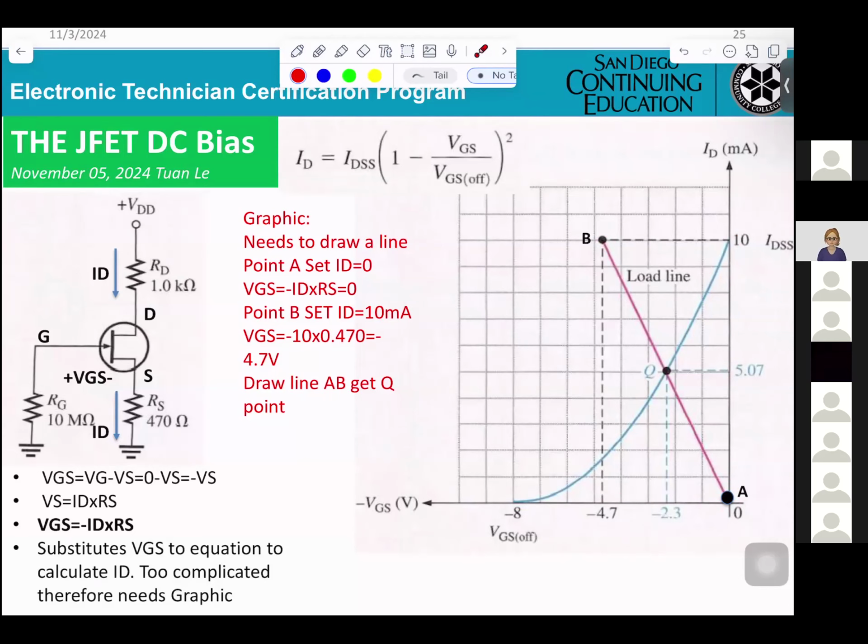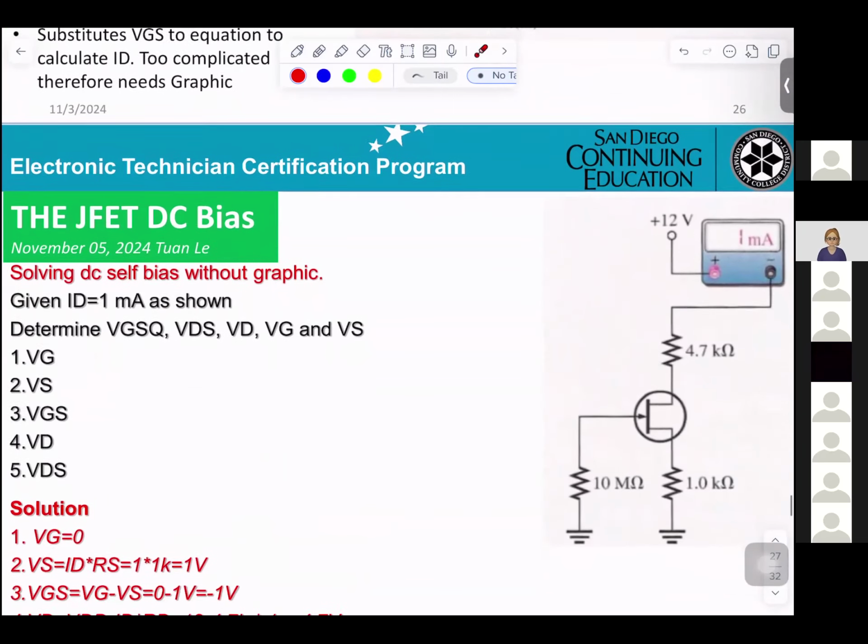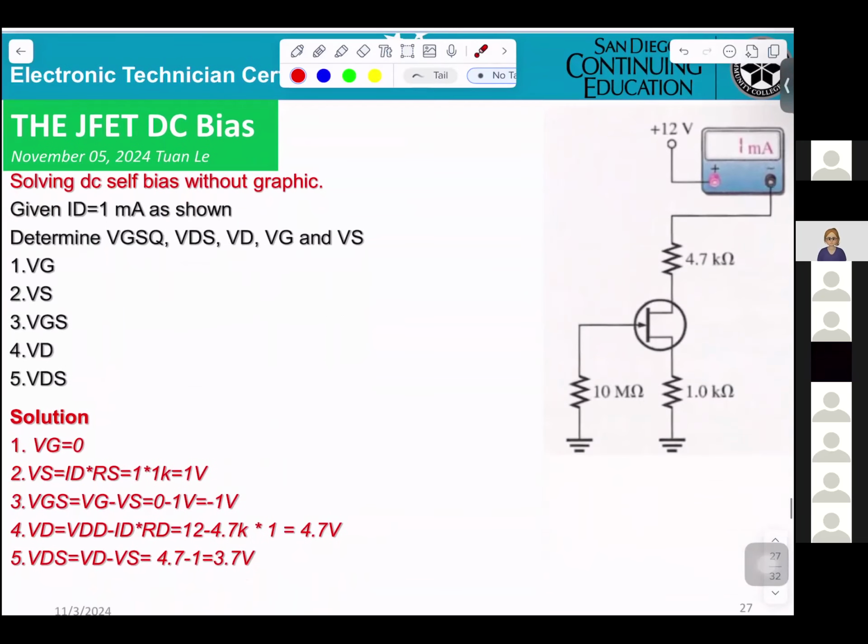Okay, thank you. And from that point, you already get the ID, so you can calculate the VGS. VGS equal 10 times 0.47. And this is also an example.